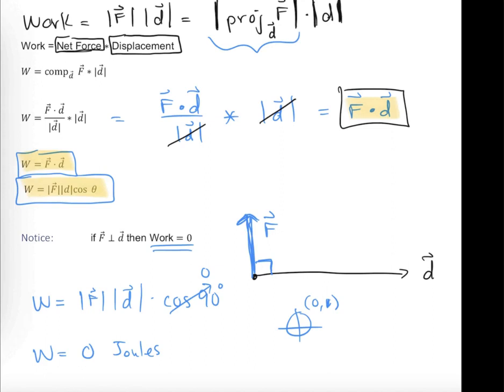But the reason why is because when we project the force vector down onto the displacement vector, there is no projection. There is no shadow here. So there is no component of the force vector that is causing that displacement in the direction of D, and we would say no work is being done by that force.